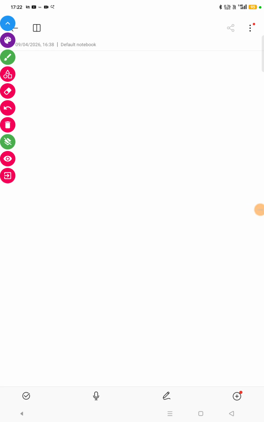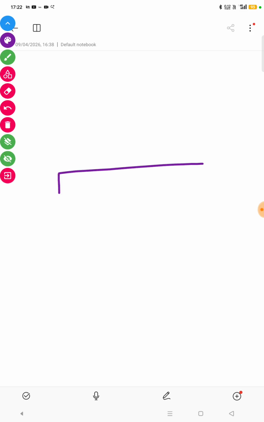Now let's come to the last topic, that is refraction of light through a glass slab. Let me first draw the diagram.